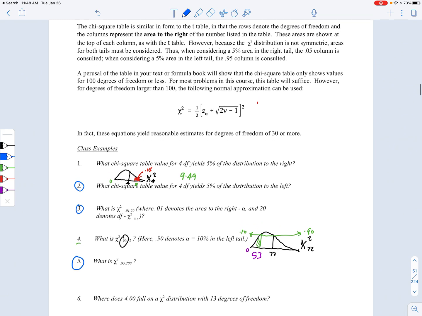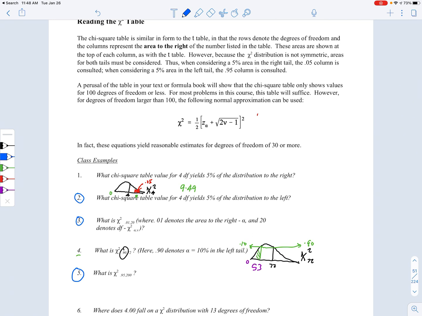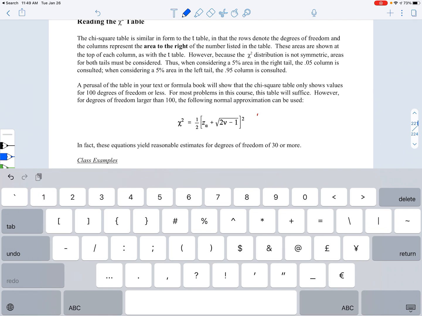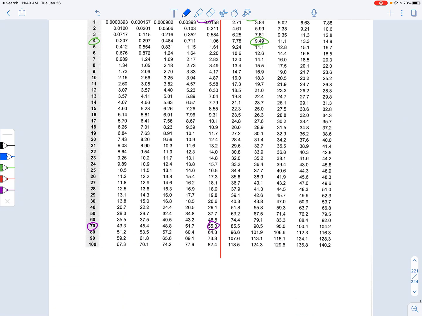Okay. Number 5, I'm going to leave you for homework, but I want to show you where we're going on this one here. So remember I said that as your degrees of freedom increase, the chi-square distribution looks more and more like a normal distribution. You can actually use the normal distribution to find chi-square values for high degrees of freedom. The chi-square table, I think, goes up to about 100. Let's just go back there and see. Yeah, it goes up to 100 down here.